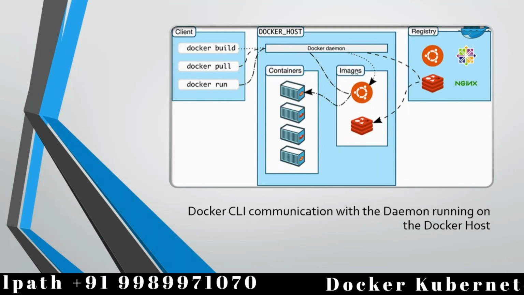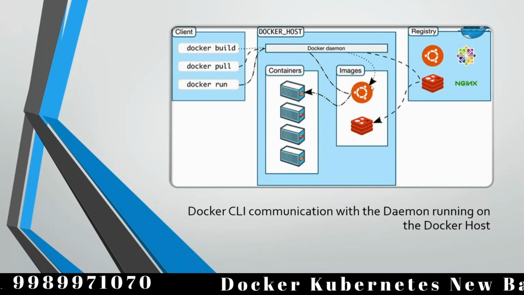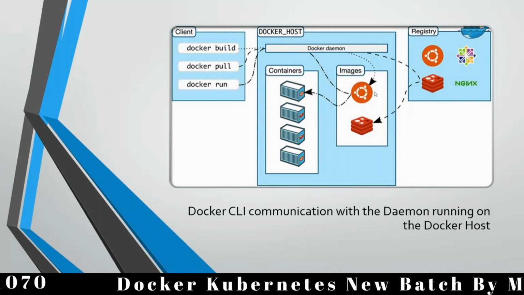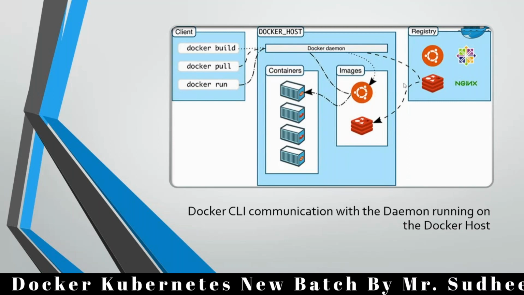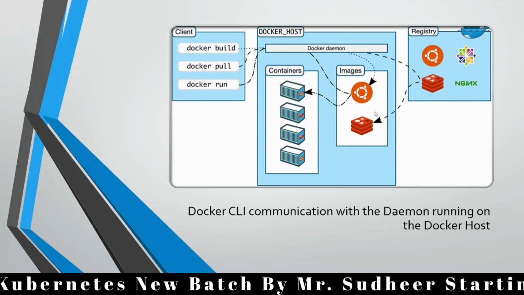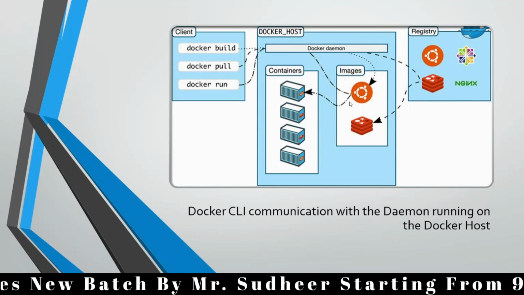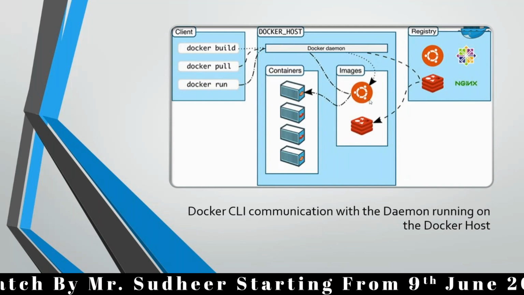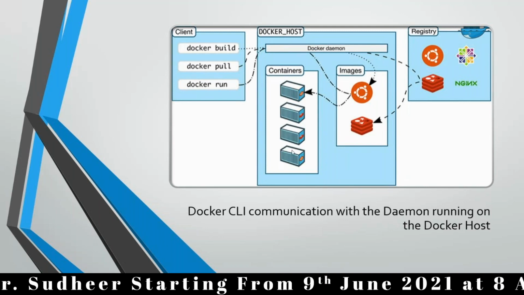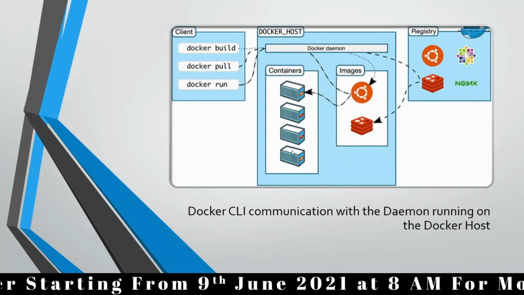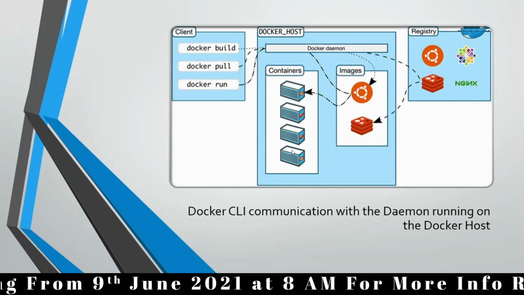The Docker daemon will see whether the image is there in your system or not. If the image is not there, it will go to the registry, download the image, and store it in your system. Once the image is there, only then will it create a container. With this single image, we can create any number of containers. It doesn't mean that only one container can be created from one image.